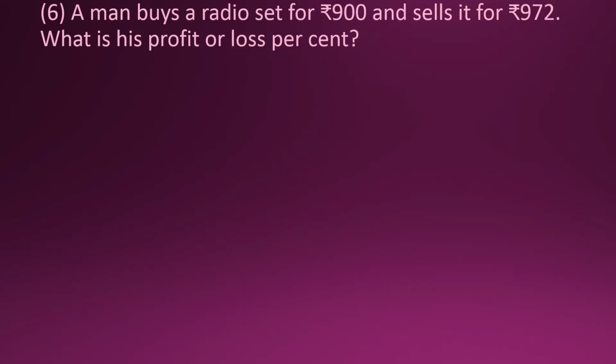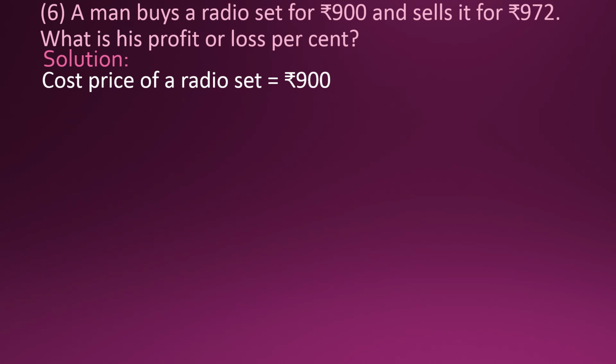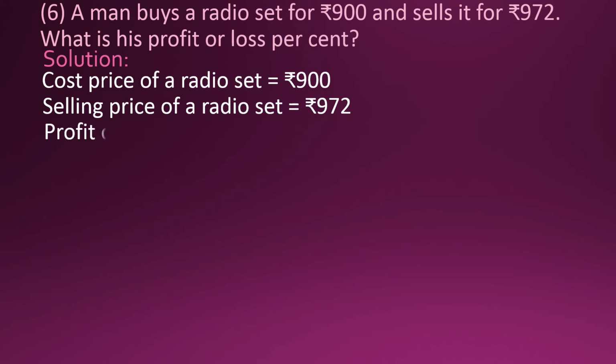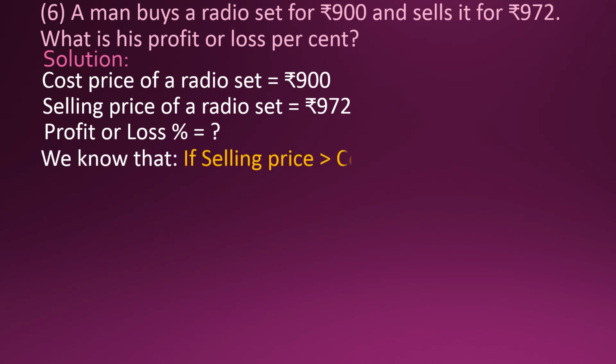Next is question number 6. A man buys a radio set for rupees 900 and sells it for rupees 972. What is his profit or loss percent? See, in this question, cost price of a radio set is equal to rupees 900 and selling price of a radio set is equal to rupees 972, and profit or loss percentage we have to find out. Now tell me which one is greater, cost price or selling price? Yes, selling price, and we know that if selling price is greater than cost price, we have a profit, and profit is equal to SP minus CP.